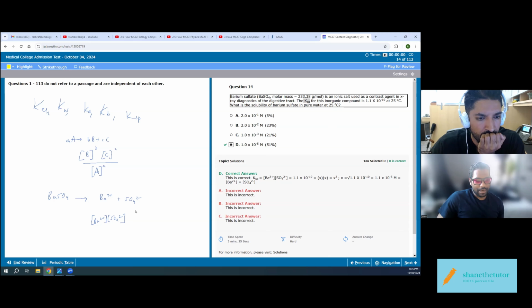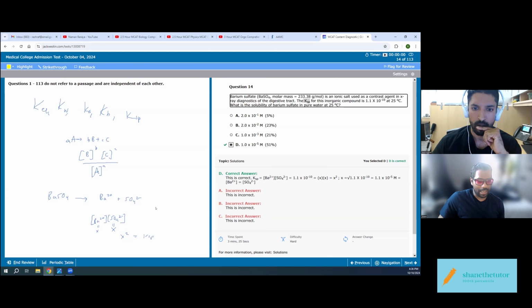So what we can then do is set that equal to, because there should be equal amounts of both of these, right? So we can set each equal to x, then x squared is equal to the Ksp, and then you can just solve for x that way, right? Okay. But I do want to show you that there's two other things that can happen.